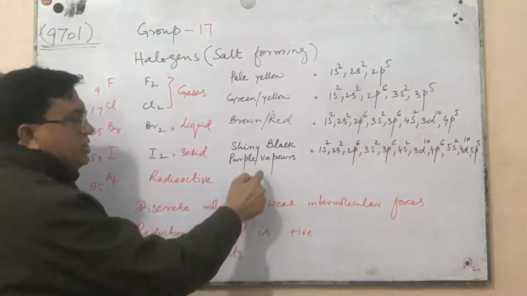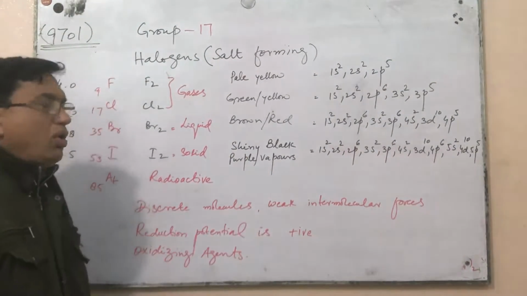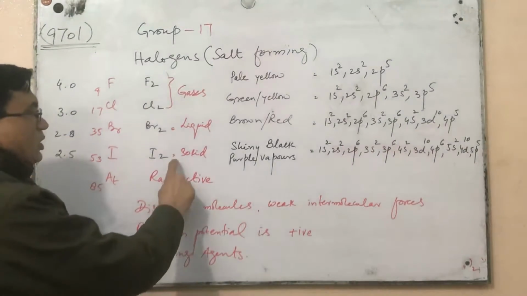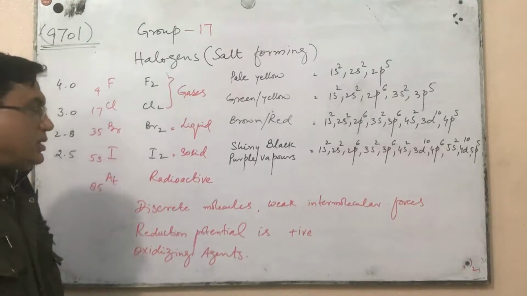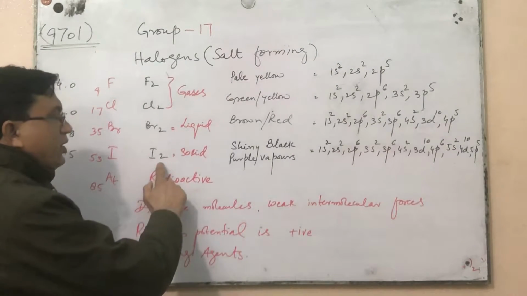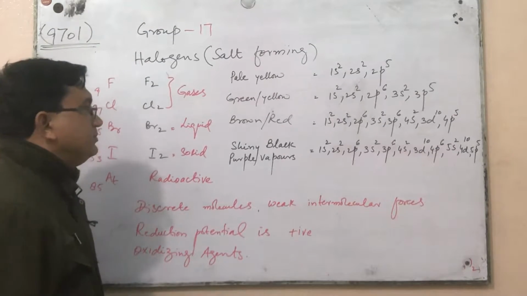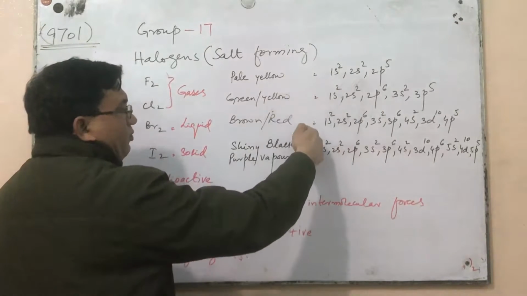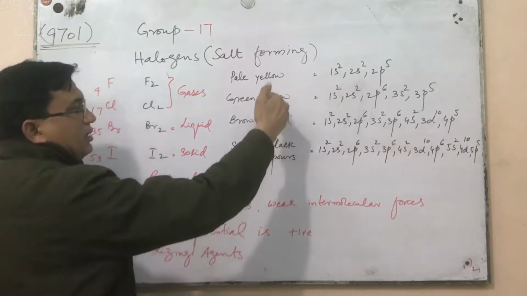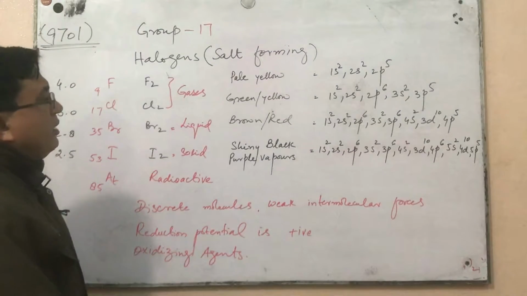But if it changes into vapors, its vapor is purple in color, because solid iodine shows sublimation. Whenever solid iodine is heated, it directly changes into vapors without melting. Now, as we go down from top to bottom, the color of the elements becomes darker and darker.